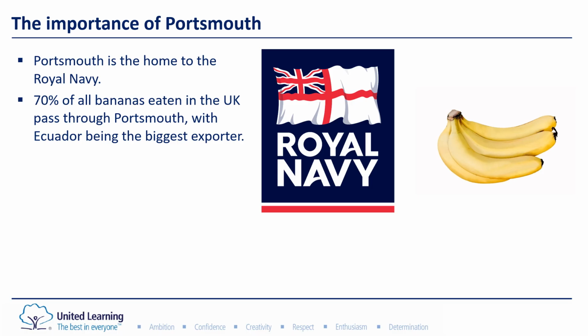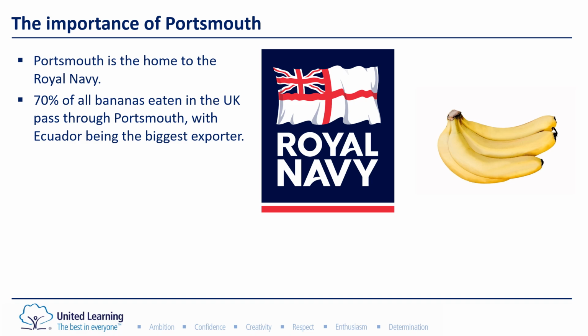This means it plays a central role in the defence of the UK, which creates thousands of jobs in the Navy for local people. Portsmouth is also an important international city for trade, with the international port importing 70% of all bananas eaten in the UK, which come from Ecuador. This means the city is playing a central role in global trade, which is then going to boost the GDP.